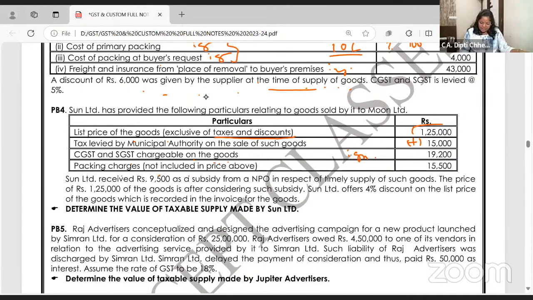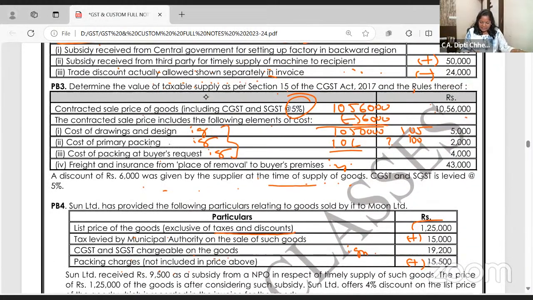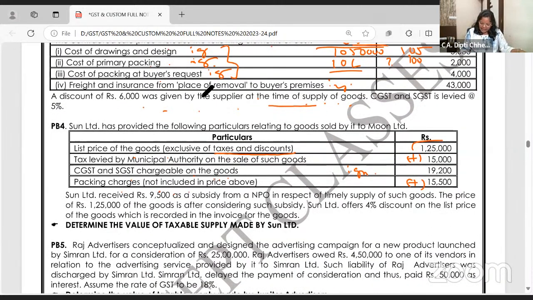Then packing charges not included in above. So add it. See, here also packing charges were there. We ignored because it's already added. Here they have not added. So we can add. Sun Limited received 9,000 subsidy from an NPO. The price of 1,25,000 is after considering that subsidy. So subsidy is received not from central government and state government. It's from an NPO. And 125 price is after considering that subsidy.